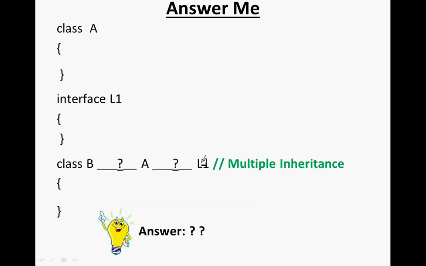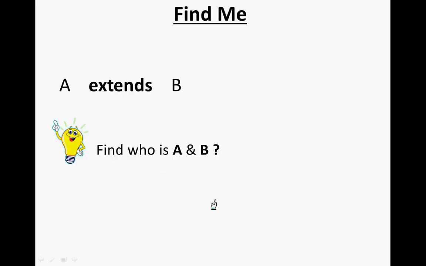One more example. Here it is multiple inheritance. Class A, whereas interface L1. Now we are going to create a subclass from class A and interface L1. What are all the keywords that come in this place? Here first is extends, whereas the second is implements. Yes.